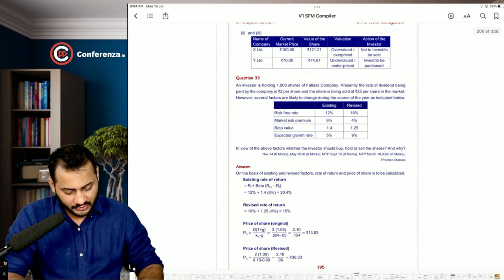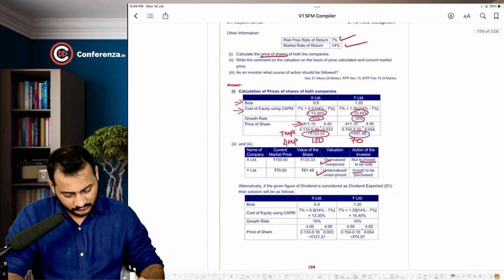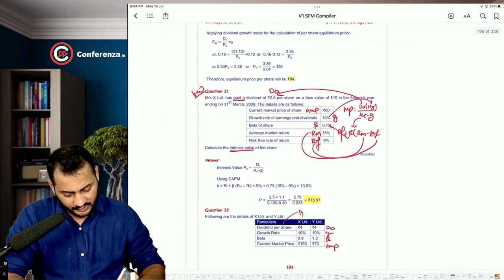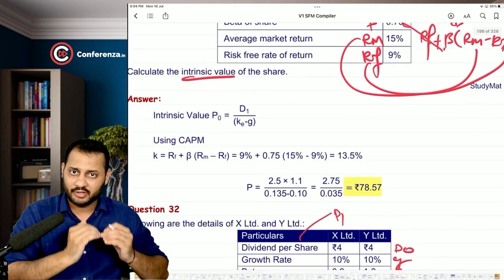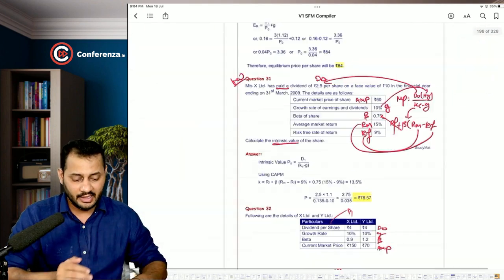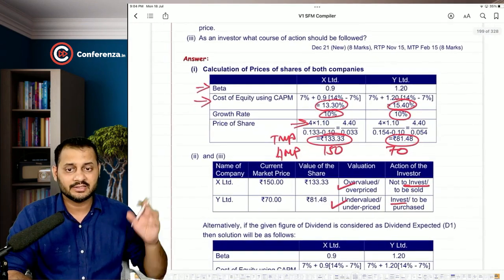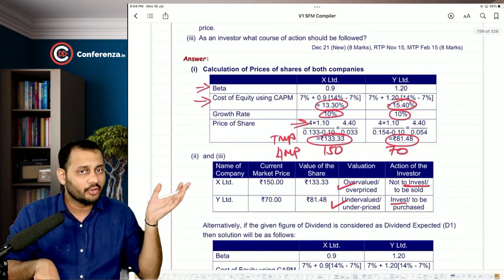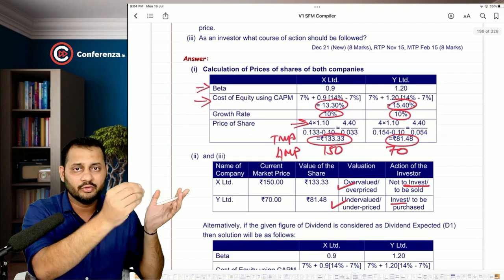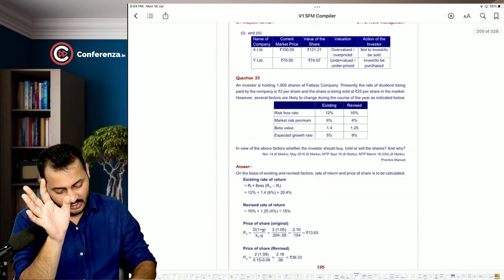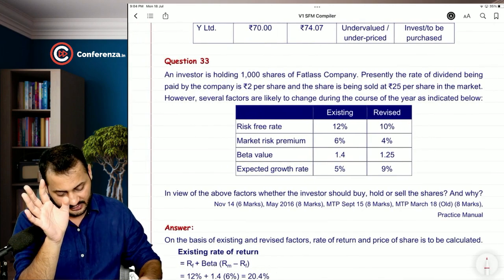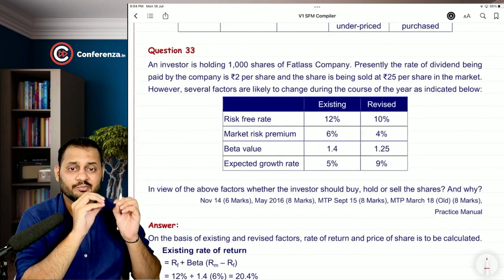So that was question number 32. See, what was there in the 32? We first calculated the theoretical market price using given data and then compared it with the actual market price and then decided whether the shares are overvalued or undervalued. If the shares are overvalued, sell the share. If it is undervalued, buy the share. Okay. Now comes question number 33, which is based on the same concept.